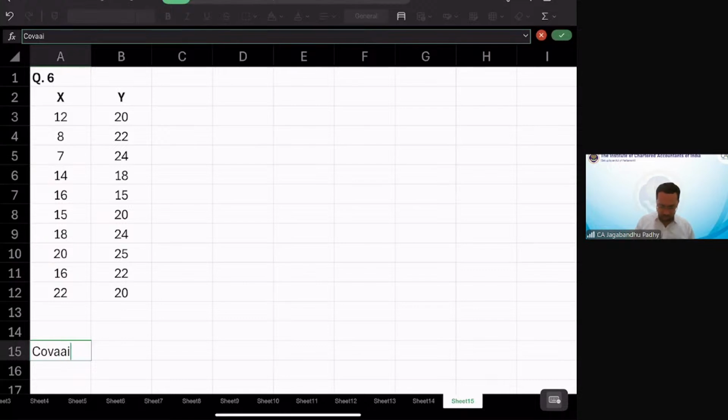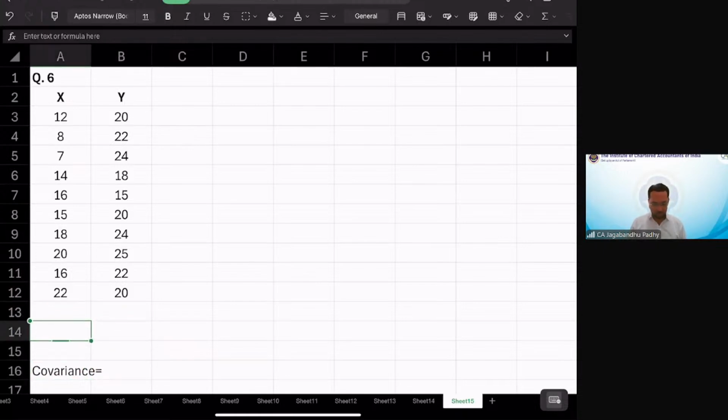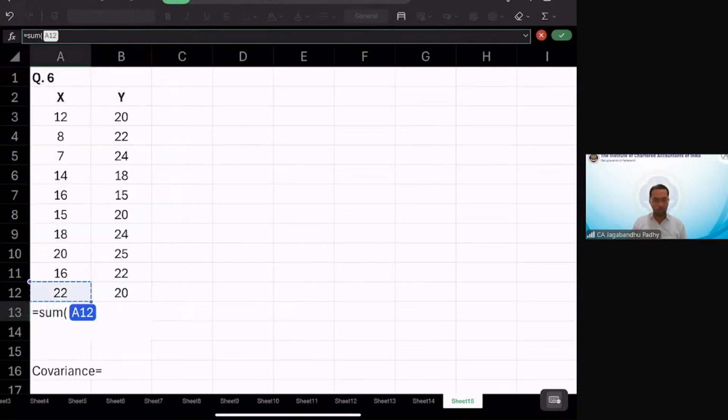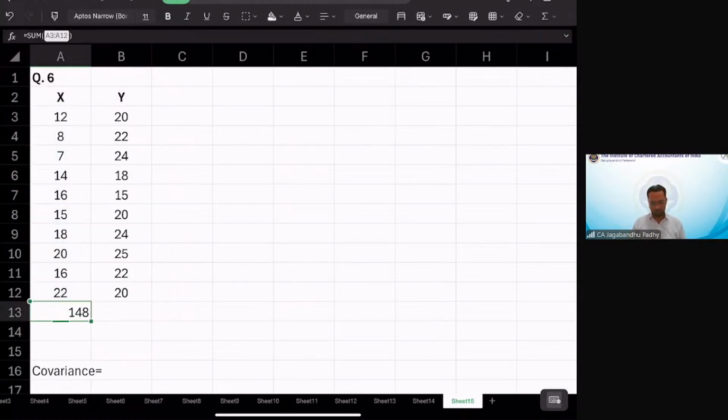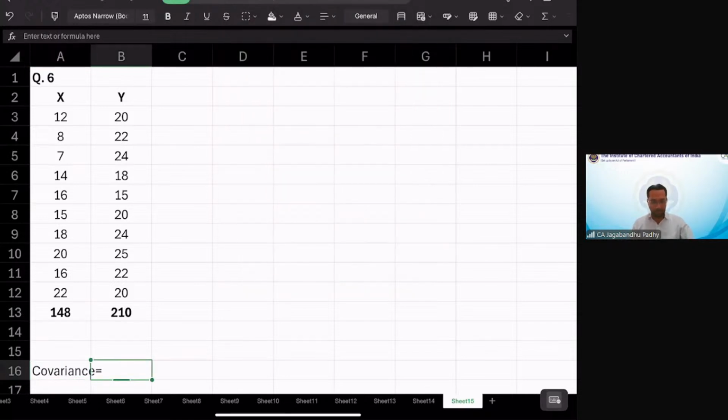Right. So let's say covariance can be computed as X minus X bar, Y minus Y bar, divided by N. So first we need to get the X bar and Y bar values. Before we apply covariance, we need to get the X bar and Y bar. So for that, we need to take a total of X and total of Y. That will give us the X bar and Y bar.